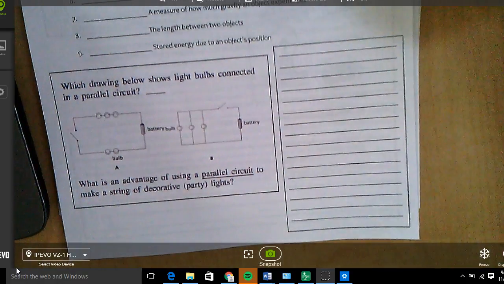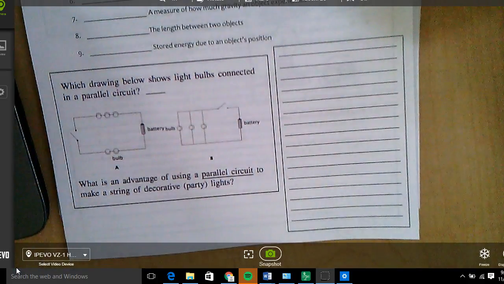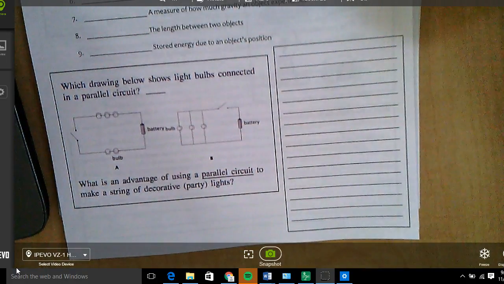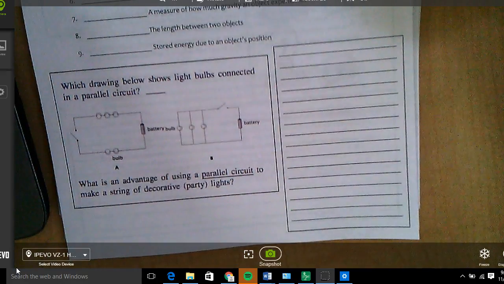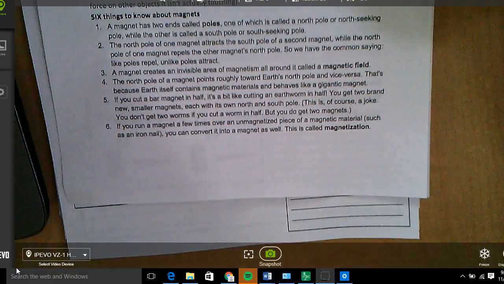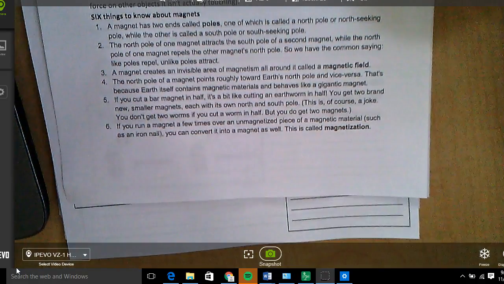Here we go. Let's read the 6 things we need to know about magnets. Number 1, Angel. We ain't talking about Santa. Okay. Number 2, Alvin. Very good. Number 3, Malik. Very good. Number 4, Jalen.